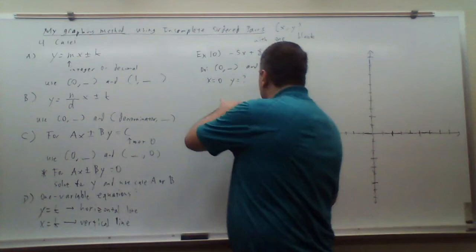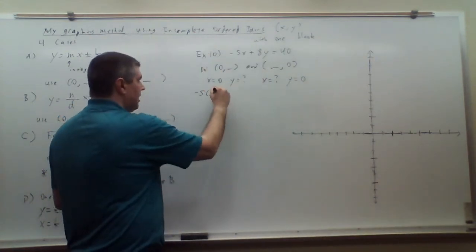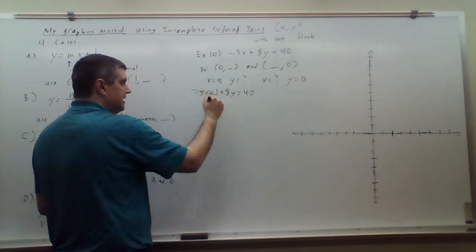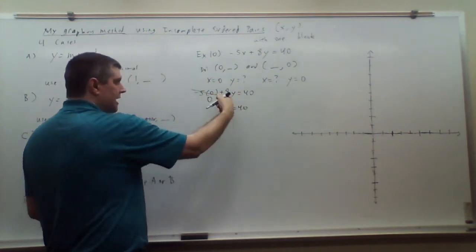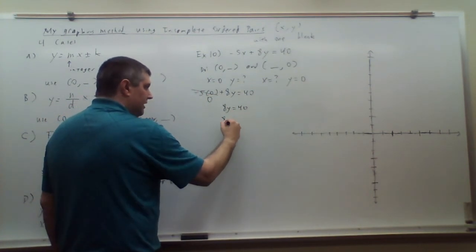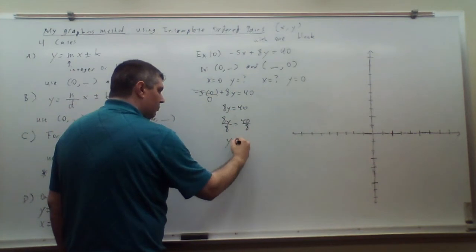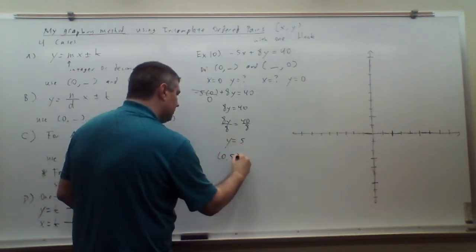Okay, so dealing with this one, I'm going to have negative 5 times 0 plus 8y is 40. And folks, that's 0. 0 plus 8y is 8y. 8y equals 40. Divide off the 8. And y equals 5. So we have 0, y coordinate 5.